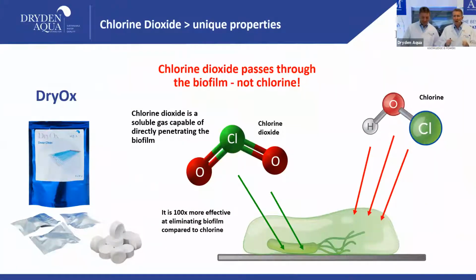It's like the double punch in boxing. It's a left-right hook to knock the biofilm out. But really, this is what Dominic was mentioning, and that's one of the main differences. Chlorine dioxide, because it is a soluble gas, penetrates the biofilm to reach the bacteria and kill them. Whereas chlorine really first needs to oxidize through the biofilm until it reaches the bacteria.